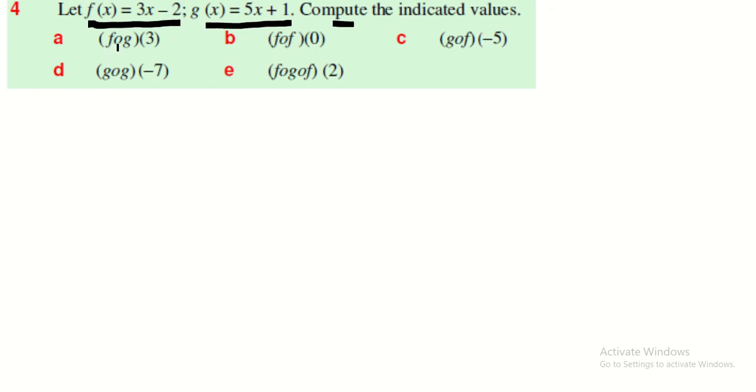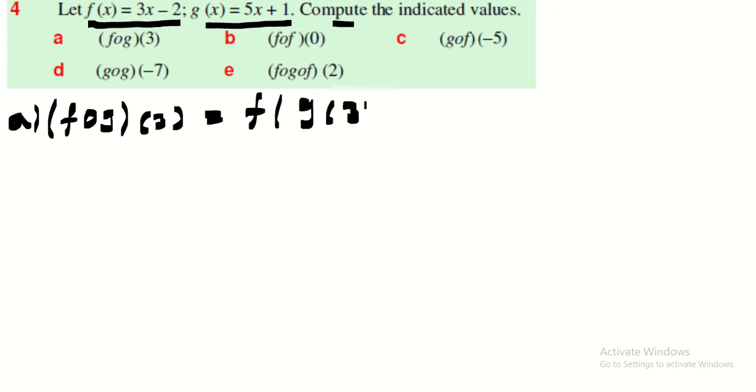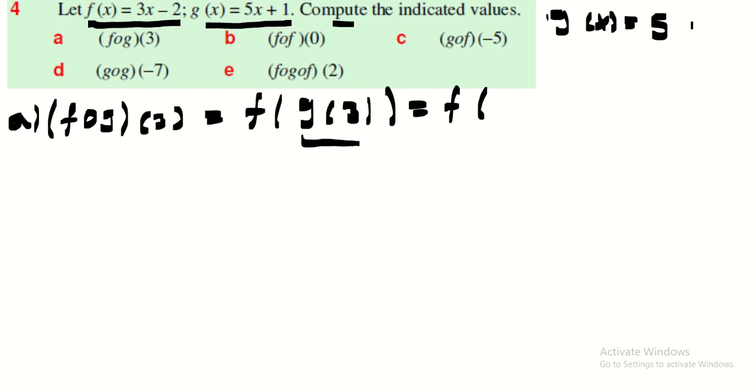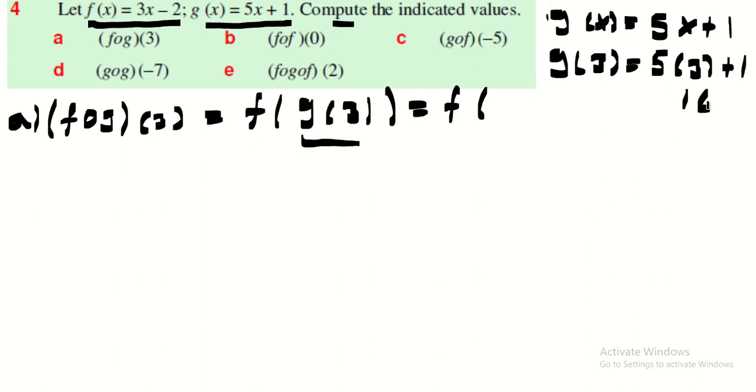The first one, A, it says f of g of 3. This is the same as f of g of 3, which is equal to f of, first of all, we have to get g of 3. G of 3 means we insert 3 in place of x. We know g of x is equal to 5x plus 1. So when you say g of 3, you substitute 3 in place of x. It means 5 times 3, then plus 1. 5 times 3 is 15, then plus 1 will be 16. So g of 3 is the same as 16.